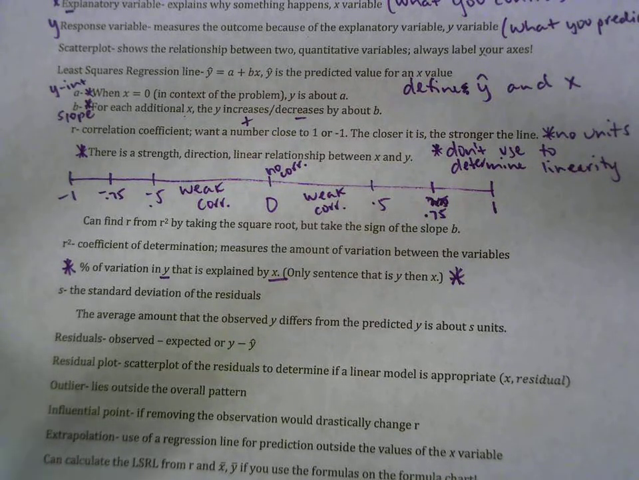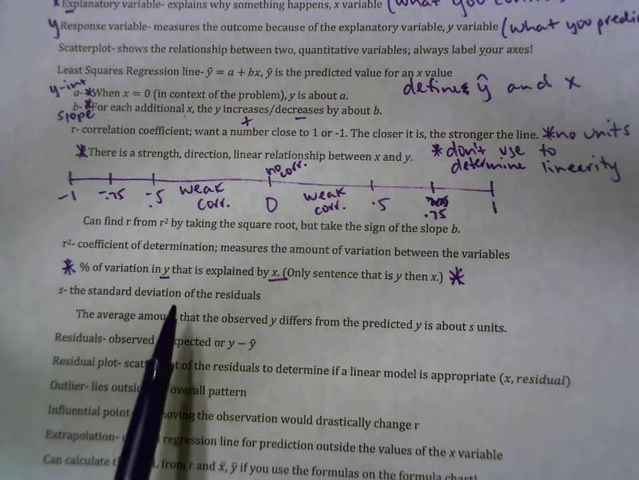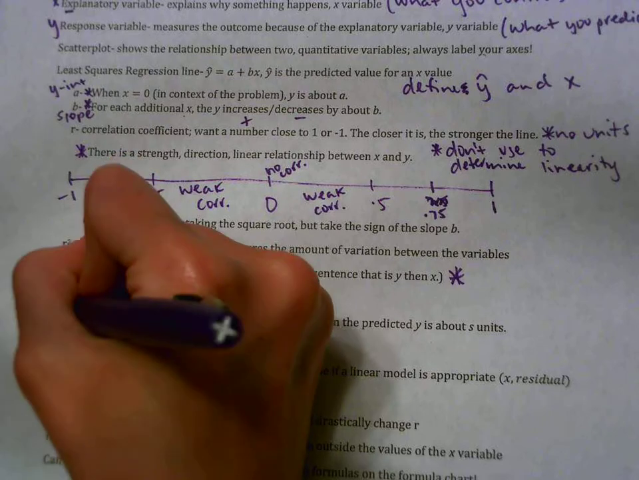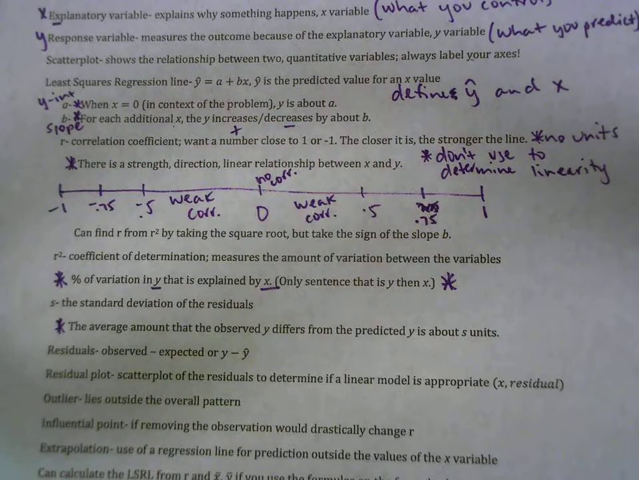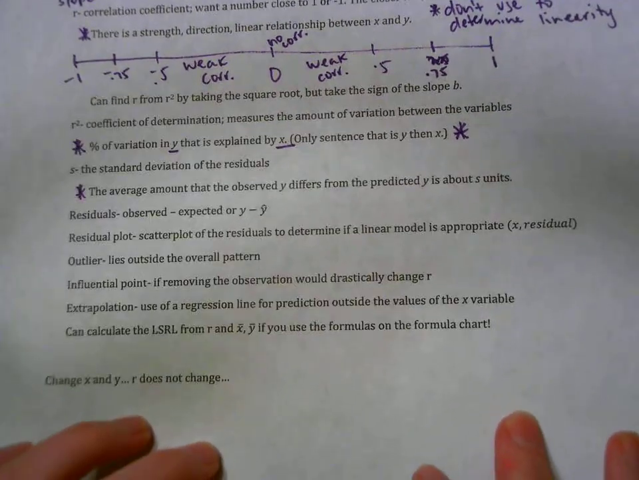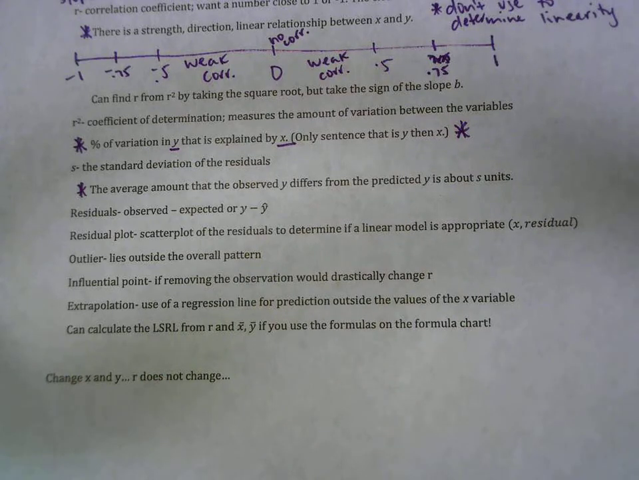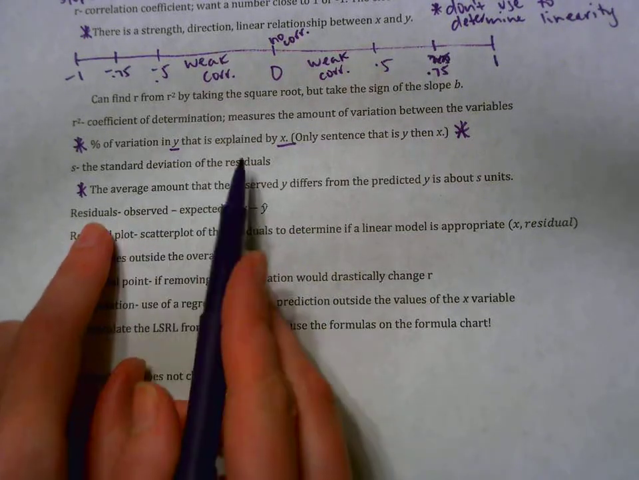Okay, so then if it just gives you S, that stands for the standard deviation of the residuals, which is this interpretation. It's the average amount that the observed Y differs from the predicted Y is about S units. So it's how much the average amount the observed differs from the predicted. So what is a residual? Because that kind of ties into that.